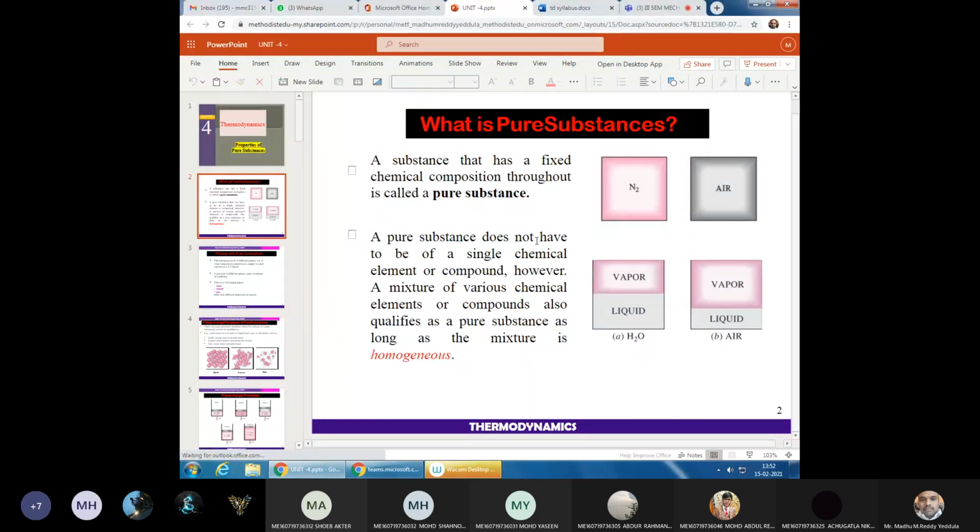So a pure substance does not have to be a single chemical element or compound. A mixture of various chemical elements or compounds also qualifies as a pure substance as long as the mixture is homogeneous, right? We may think it is a single chemical composition, but that's wrong. A pure substance may be a combination of two phases, maybe liquid-solid, liquid-gas, solid-liquid. As long as they are homogeneous in mixture, we can call it a pure substance. Okay, I'll give an example here. Next slide.